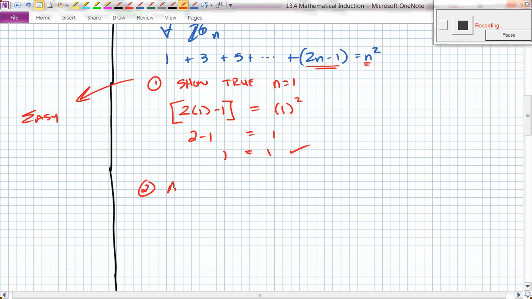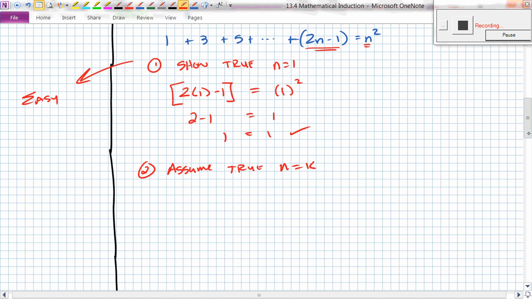Step number 2 is you assume that your statement is true all the way up until some n equals k value. So what do I mean by that? Here's what I mean. I'm going to assume that 1 plus 3 plus 5 plus and so on, all the way up to 2k minus 1 is equal to k squared. So k is somewhere in your sequence, right? It's before you get to n. It's just somewhere along in that sequence. We're going to assume that up to the kth term my sequence is holding true.